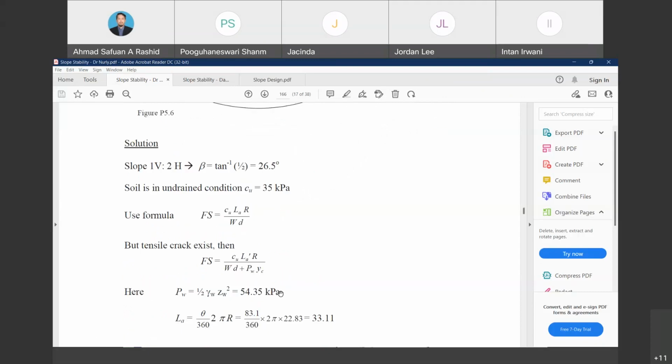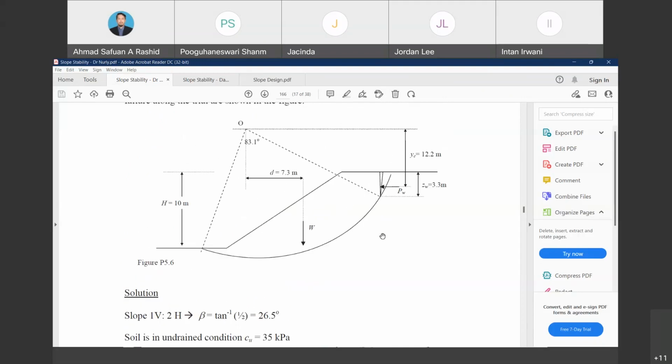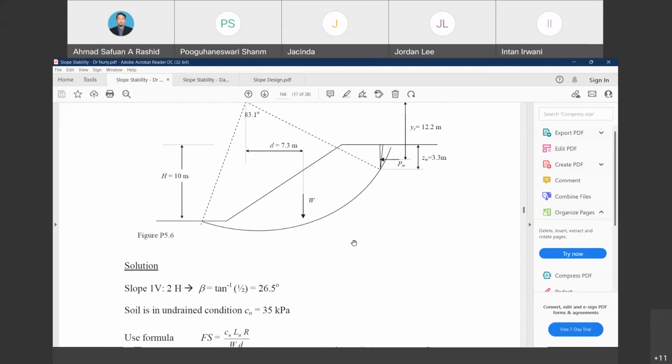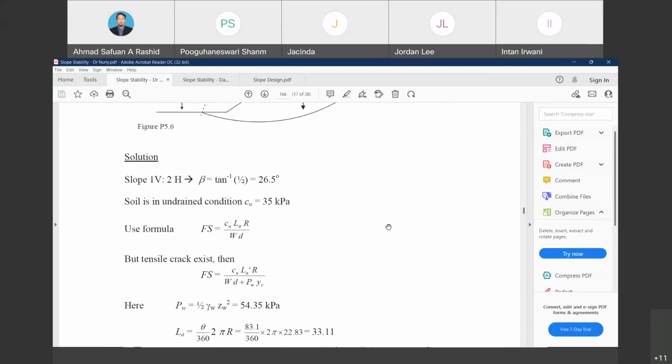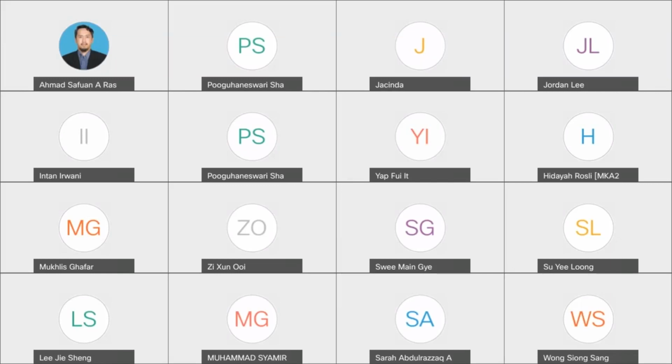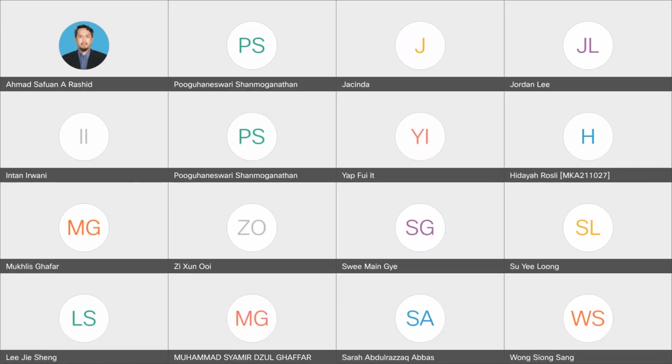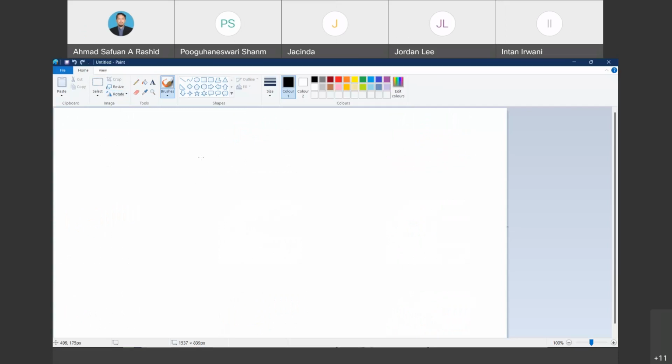So the author starts with the calculation of the PW, actually the water pressure, with the depth of 3.3. We need to determine what the PW is. I will stop and then I will share using the pen. To get the value of the PW, we need to draw this diagram, where the pore water pressure increases with the depth. 3.3 is the height or depth of the tension crack.